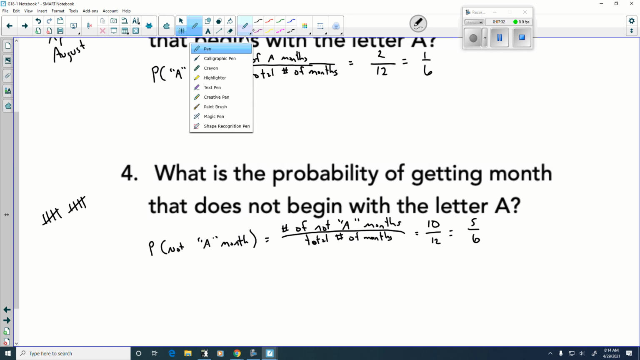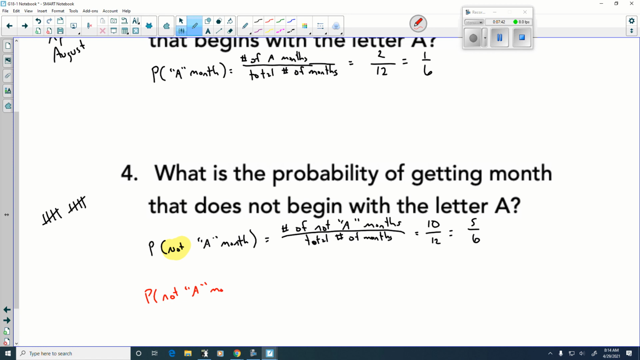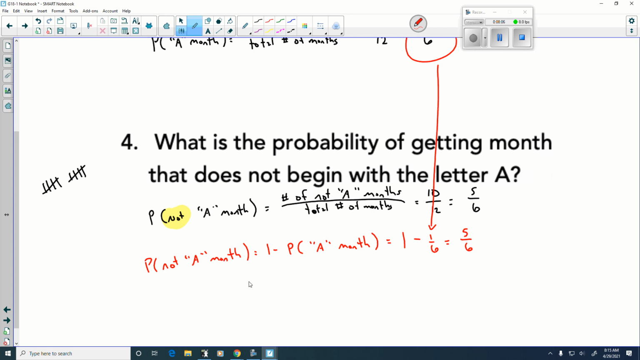Or I can use the fact that this is a complement and work it this way. The probability it's not an A month is 1 minus the probability it is an A month. Well, we found that on number 3. So the probability it was an A month is 1/6. 1 minus 1/6 is 5/6. Of course, those equal each other because that's just 2 different ways to do the same problem.